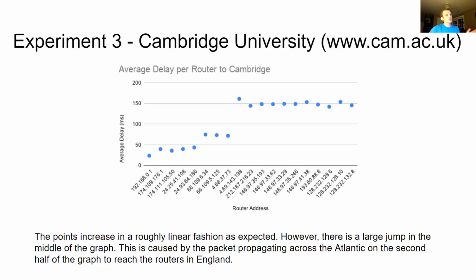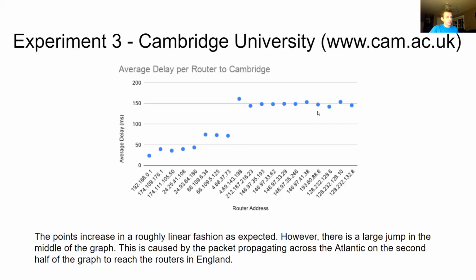So Cambridge was the third experiment. And this one's interesting because we actually cross an ocean. You can actually see that here. This is the one with the routers in order of hops and average delay in milliseconds. We see that it starts to increase like you'd expect, increased delay per hop basically. But then there's this huge jump.